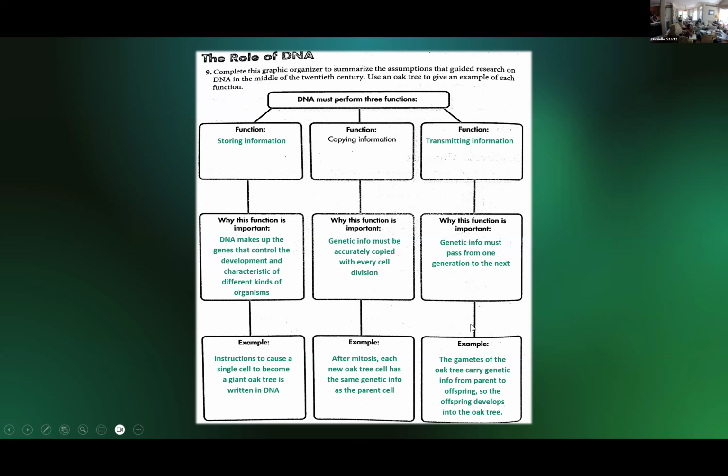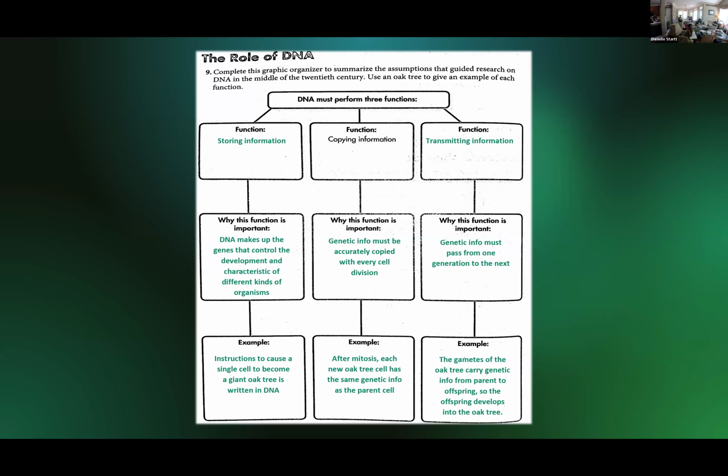Why is copying important? Because genetic info must be accurately copied with every cell division. And your example might be that after mitosis, each new oak tree cell has the same genetic info as the parent cell. I'll give you a second, make sure everybody has that.